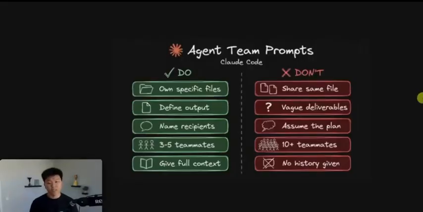And do give full context because of the fact that no history is given beforehand. Now, of course, they can still read everything in the project. They can still look through all of those files, but no context is fed in initially. And I will show you exactly what I mean by that when we go in here and spin up a new agent team.